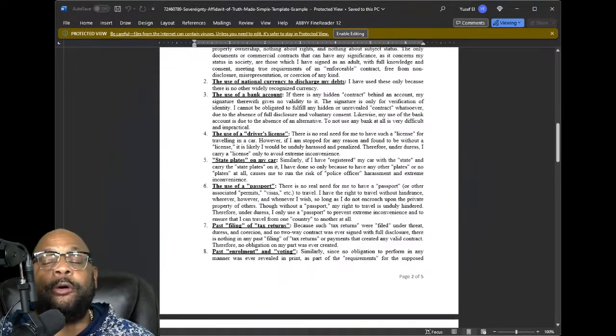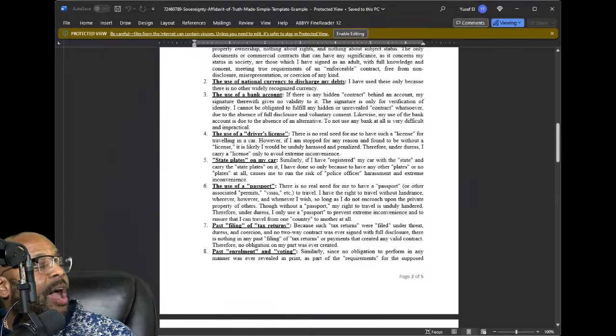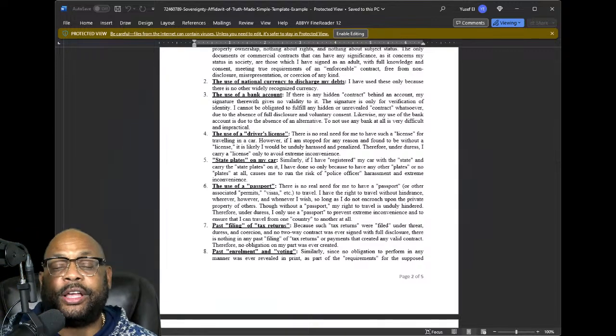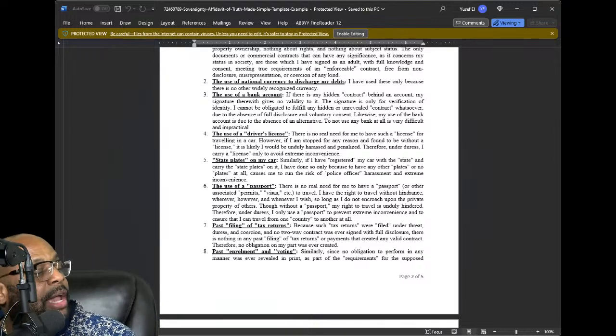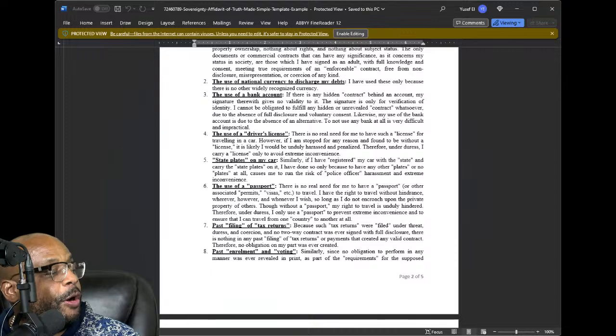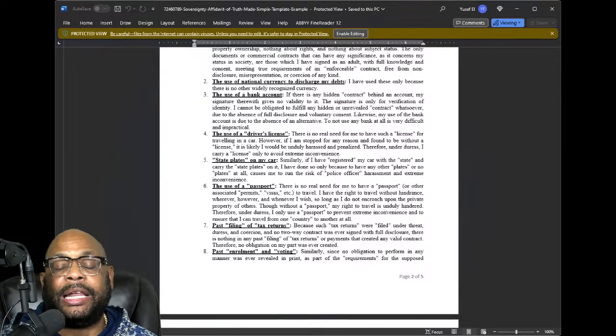Your state plates on your car. Everybody wants to drive around with these other kind of license plates. Well, similarly, if I've registered my car with the state and carry the state plates on it, I've done so only because to have any other plates or no plates at all causes me to run the risk of police officer harassment and extreme legal violence.